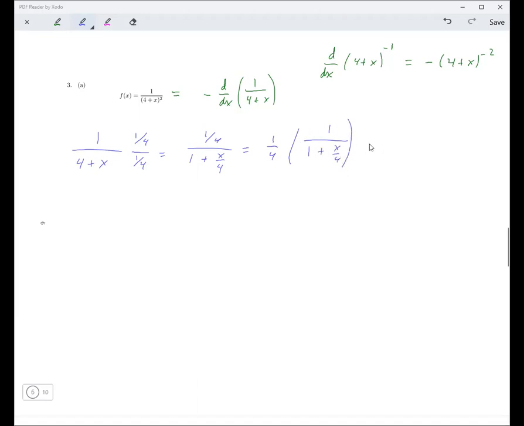Now we also want to get a minus there. Okay, so it's minus a negative x over 4. All right, so this will be 1/4, and then the sum from n equals 0 to infinity of negative x over 4 to the n. And the 1/4 can go back in.